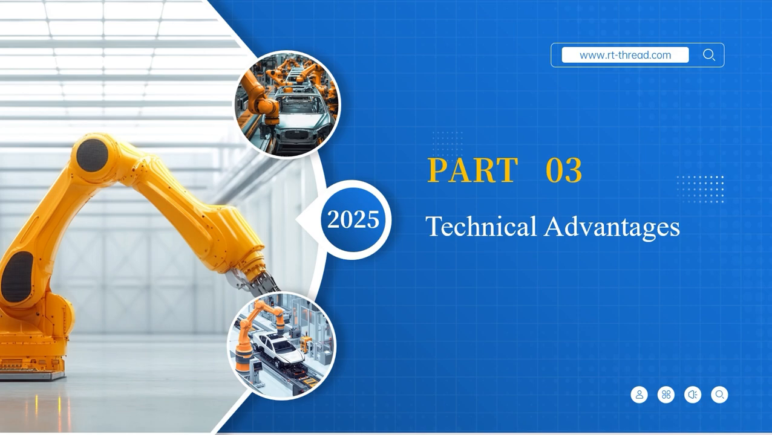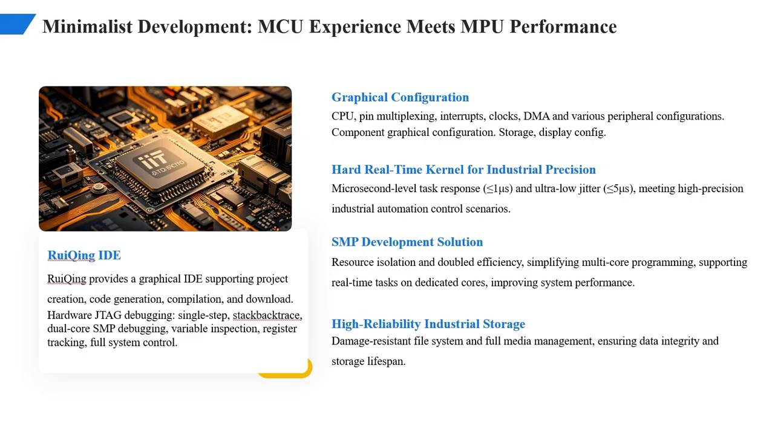Now we arrive at part 3, the technical advantage that made RuiQing unique. Our flagship was called NPU experiment, but NPU performance, we have reimagined industrial development from the ground up to deliver five integrated areas.